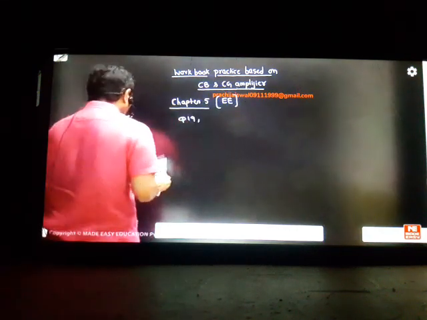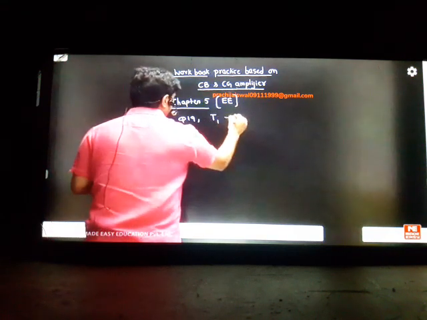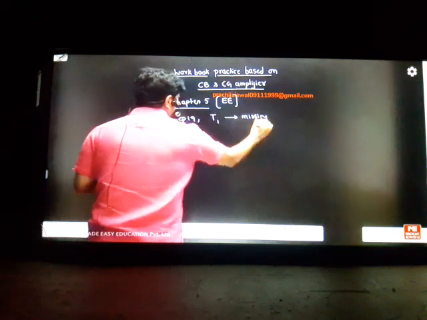One is question number 19. Question number 19 is a common base question, and one more is a T1 question. This question actually is missing in the EC book. So let us solve it here in the electrical book.